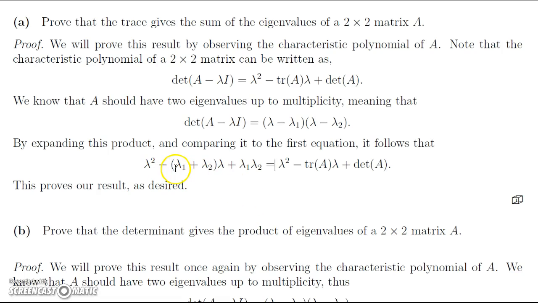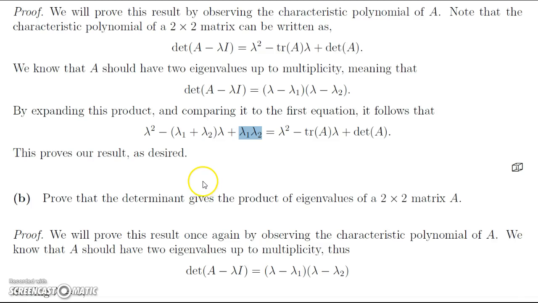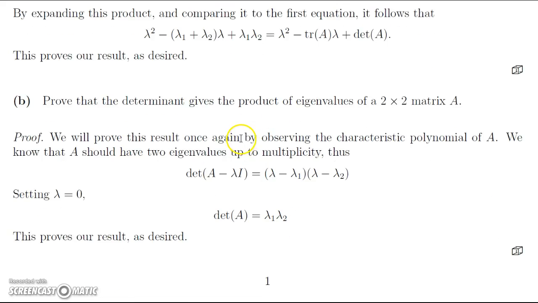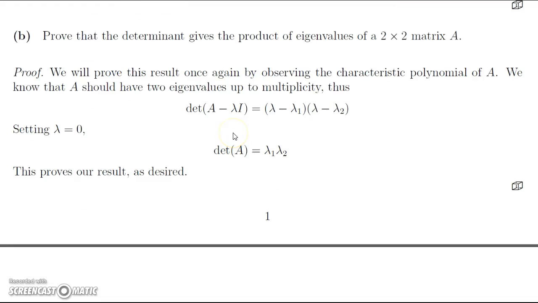And now it follows immediately that lambda 1 plus lambda 2 has to be the trace of the matrix, and that lambda 1 times lambda 2 has to be the determinant of the matrix. So this actually proves both results, but I'm going to offer an additional proof for part B because it's kind of nice, and it's the original way I did it. So prove that the determinant gives the product of eigenvalues of a 2 by 2 matrix A.